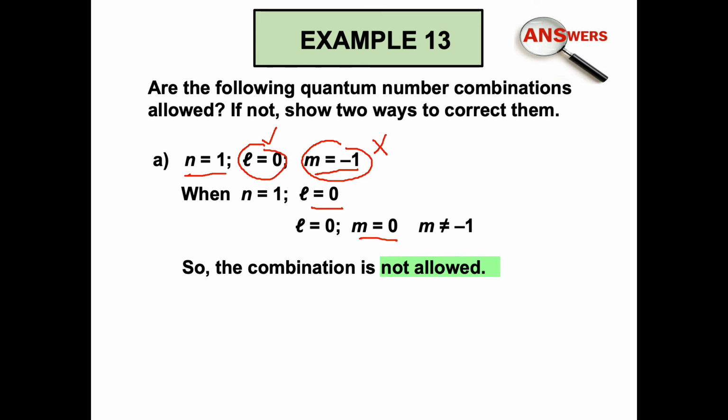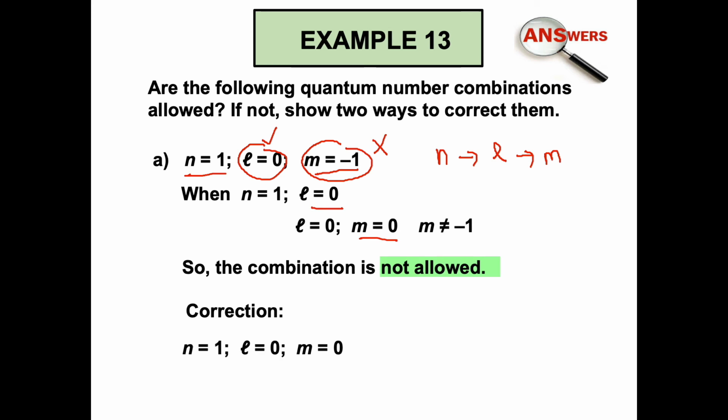So you have to show 2 ways to correct them. Remember, the value of n limits the value of L, and the value of L will limit the value of m. The first way to correct is, since the value of m here is incorrect for the combination to be allowed, you can give the right value for m for the combination to be allowed.